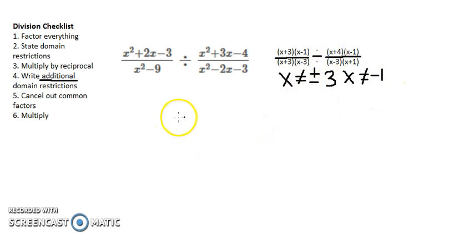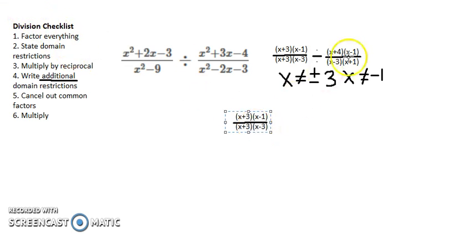So the next step would be to multiply by the reciprocal. So this first fraction, or the first part of the rational expression, would stay the same. I'm going to copy that. And this second part, I'm going to rewrite by multiplying by the reciprocal. Multiply by the reciprocal, you get x minus 3 times x plus 1, and over x plus 4 times x minus 1. And you get that. Let me draw in that fraction bar and multiply now.